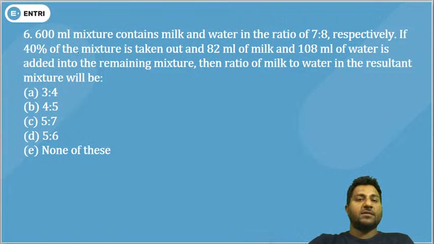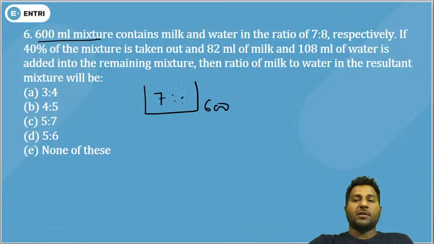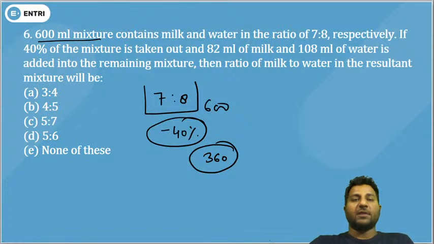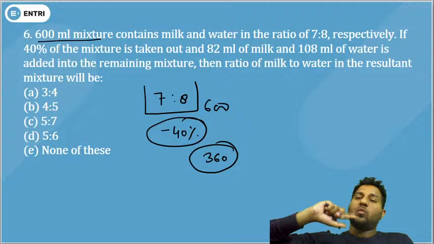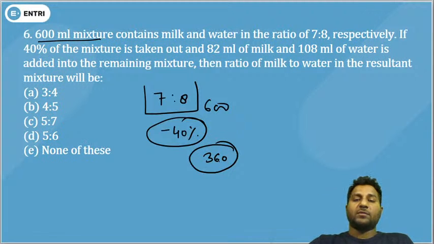The next question says a 600 ml mixture contains milk and water in the ratio 7:8. If 40% of the mixture is taken out, then 60% has remained. That means 360 has remained. Now 82 ml of milk and 108 ml of water is added into the remaining mixture. Then the ratio of milk to water in the resultant? So how are you going to solve this one?